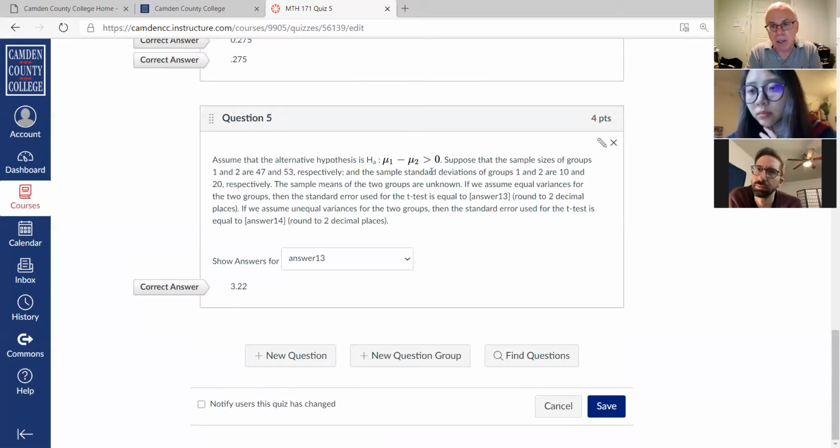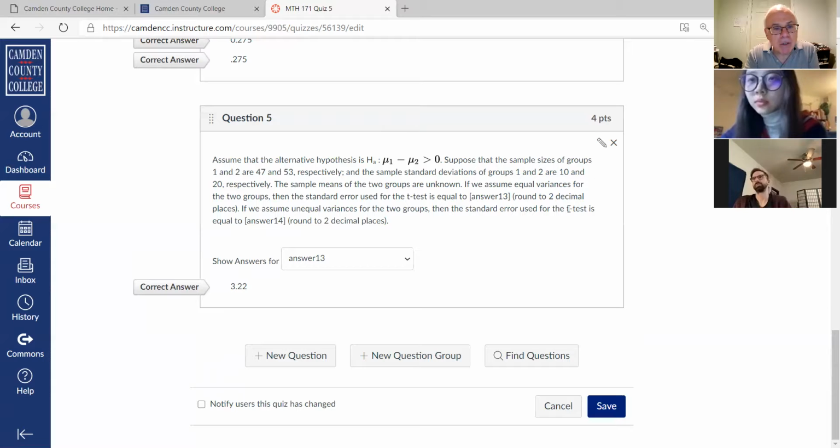Just remember that if you're using Minitab, it always has group 1 first and group 2 second when it subtracts the means and subtracts the proportions. So if the problem is saying mu2 minus mu1 is greater than 0, you have to switch it, so that when you put it into Minitab, it's correct. Just be very careful with that.